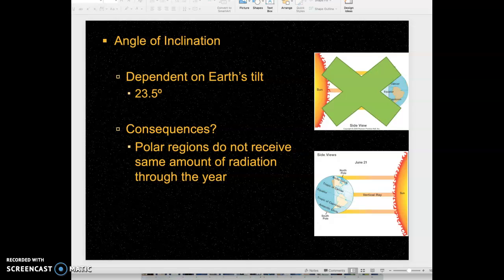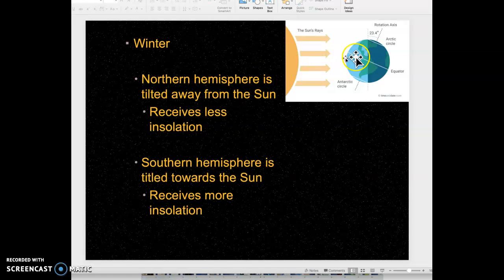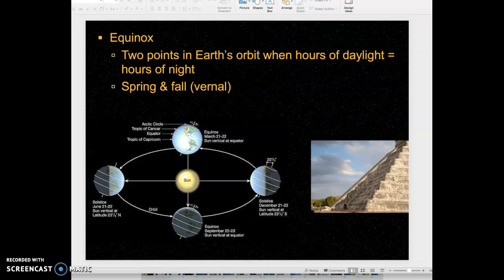Okay, another piece is the angle of inclination. Okay, the Earth is tilted towards or away from the sun. Okay, at spring and winter and summer and fall. So watch the seasons video to help you understand that a little better. Okay, so in our winter, we're away from the sun, so we get less radiation. And in the summer, our summer is different. Did you know that? From northern and southern hemisphere? Yeah, so when it's our winter, it's their summer. Very cool.